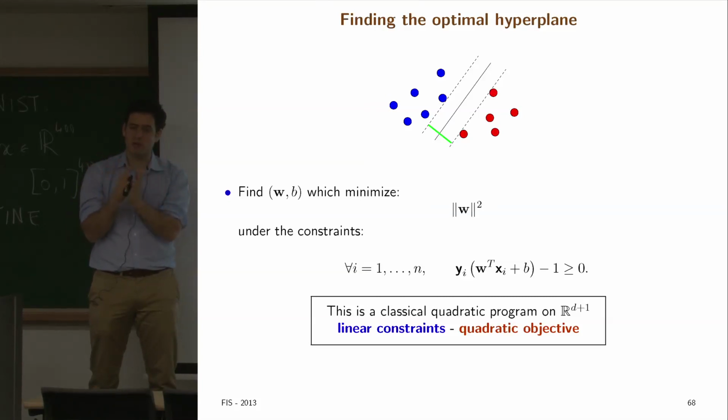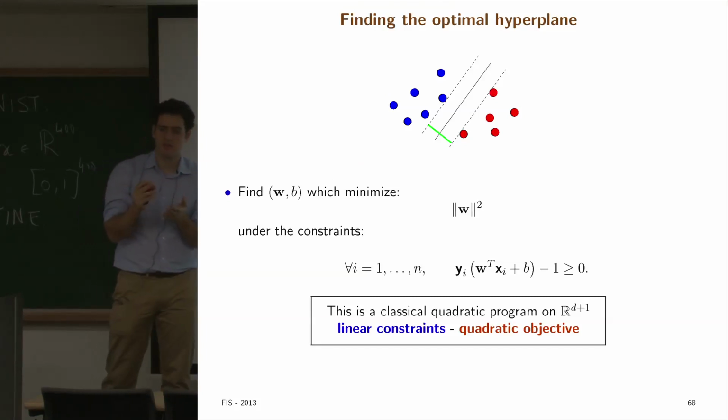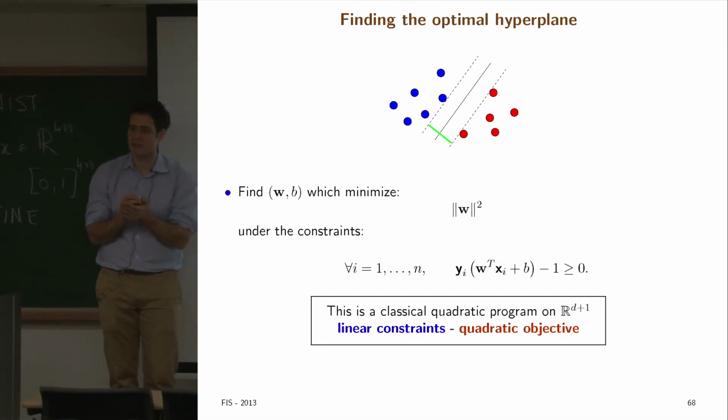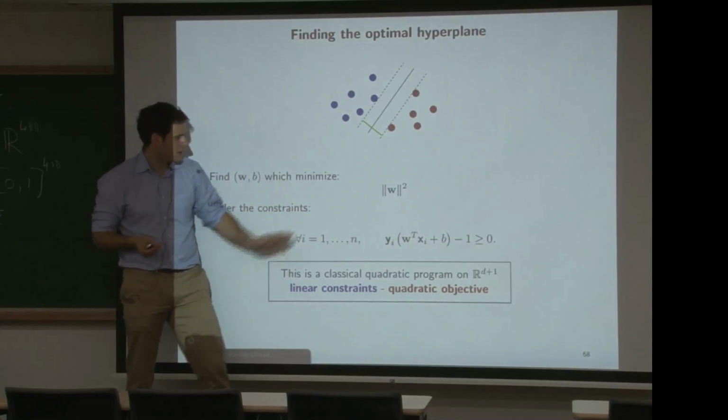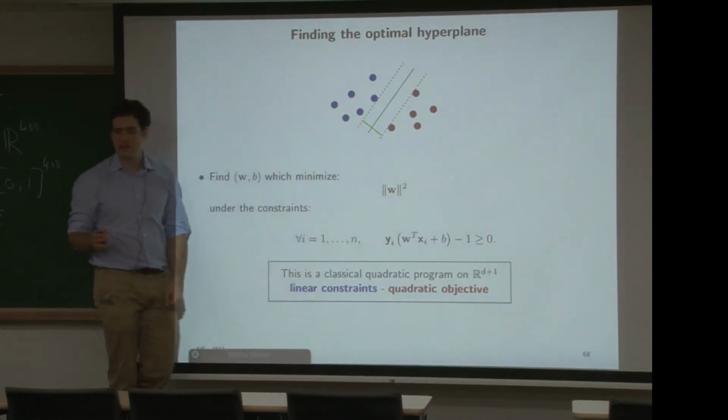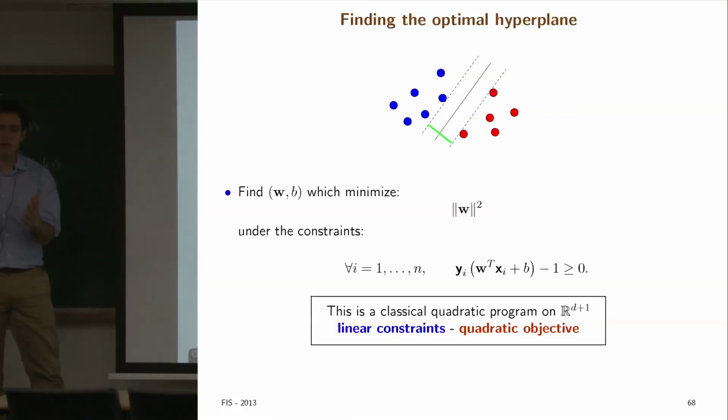Well, minimizing the norm of W or minimizing the square of the norm of W is the same. Since it's a bit easier from an optimization perspective, we just add a square here. But it's actually the same thing, with or without the square. So we want to have a small W.